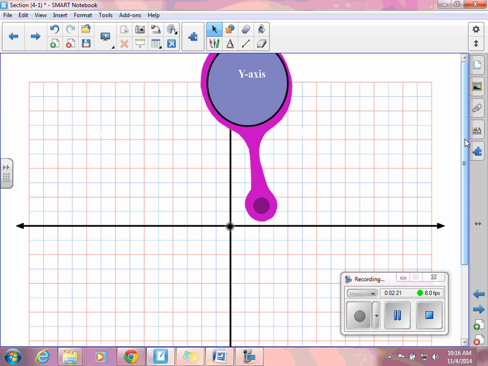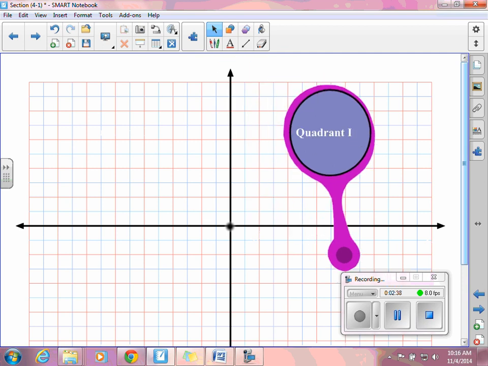Now, you'll notice that your x and y axis cuts the paper into 4 sections. What do we call the upper right-hand section? What do we call that? Quadrant 1. It is quadrant 1, and you'll notice that I use a Roman numeral. It's a big I. Make sure you use Roman numerals when you name those. It's like mispronouncing the name if you put a 1 like we're used to.